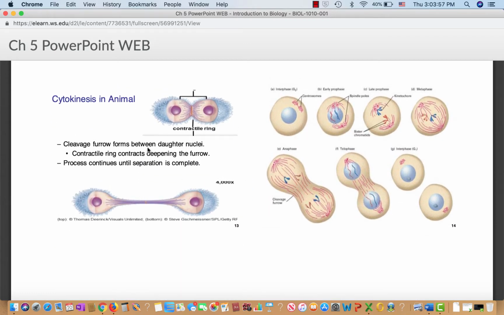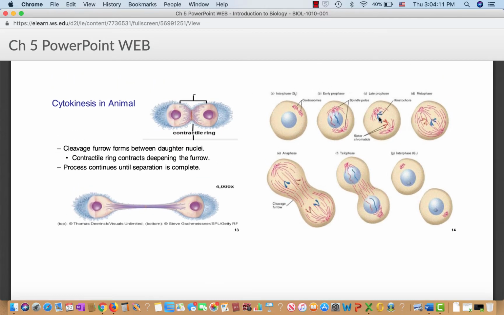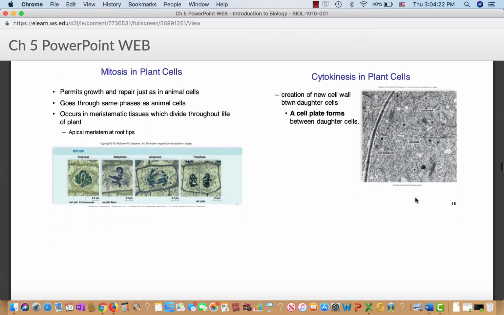And this is referred to as the cleavage furrow, and it has this little contractile ring, right? It literally just pinches the 2 in half. Which you can see diagrammed, the whole process diagrammed here. This diagram's a little bit simplistic, but it's pretty good for getting the right idea in your head.